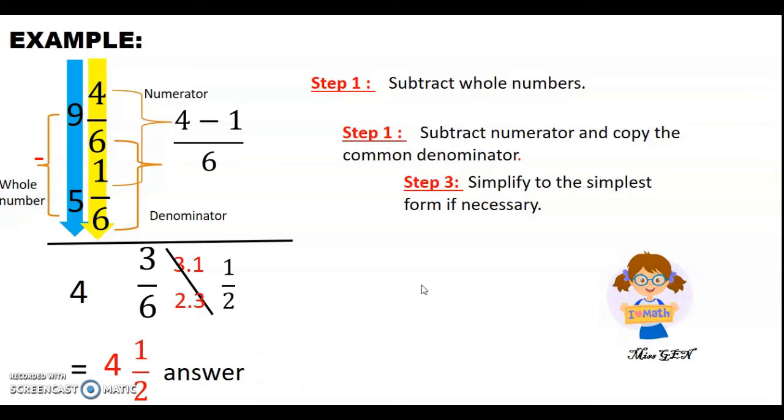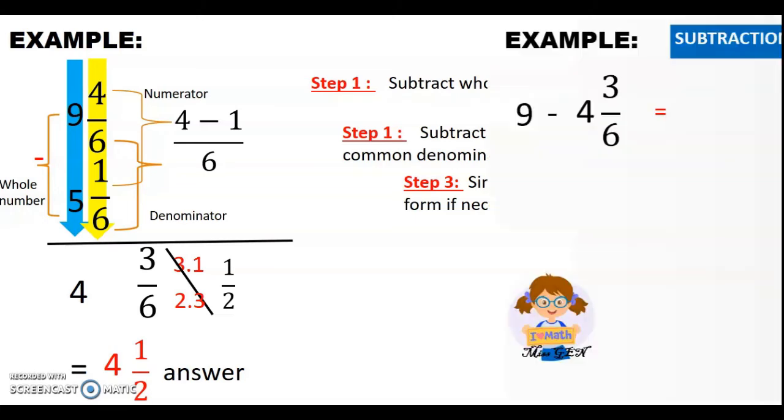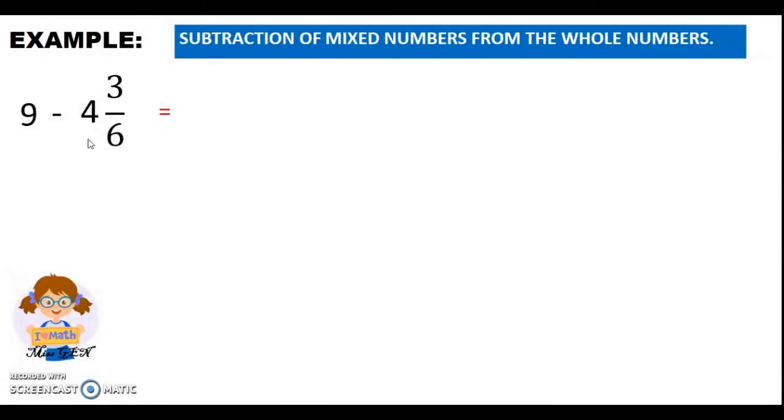Let's proceed to another example. We have 9 and 4 minus 4 and 3 over 6. So this problem is subtraction of a mixed number from a whole number. Step 1. Check and understand the given problem. As we notice here, our whole number is 9 and 4, but still we have this fraction.